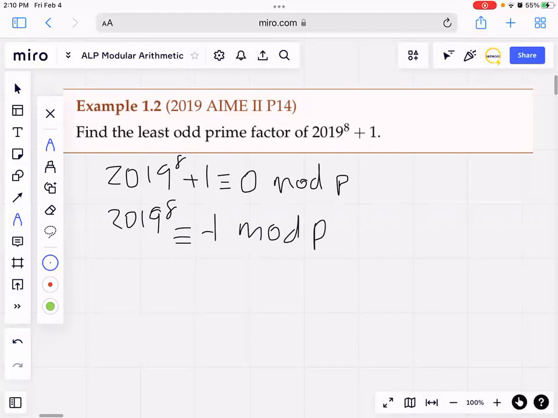Then, as I said, we can do exponents in modular arithmetic. In this problem, we're going to square both sides, which is quite a helpful tool. We get 2019 to the power 16, which is 8 times 2, and the -1 squared is 1. So 2019 to the power 16 is congruent to 1 mod p.